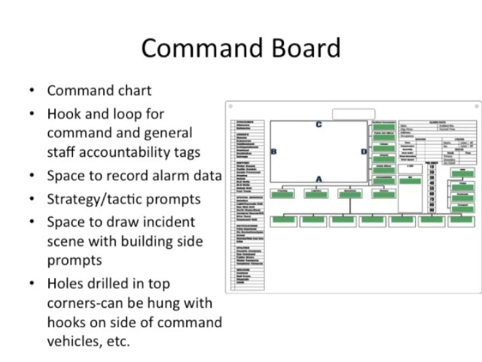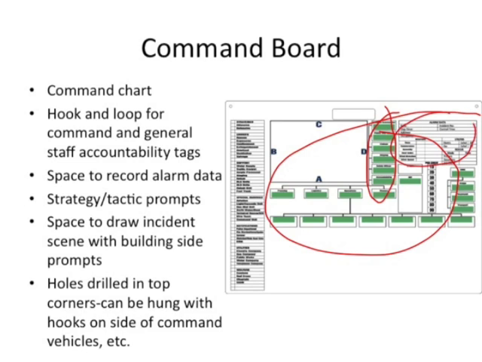Now, as an incident expands, this is where we're going to be going to the command board. Notice that the command board has the command chart that we reviewed earlier. These green items here, these little green squares, indicate where hook and loop is located to fill out command and general staff positions with accountability tags. There's a block up here in the title block. You can record your alarm data.